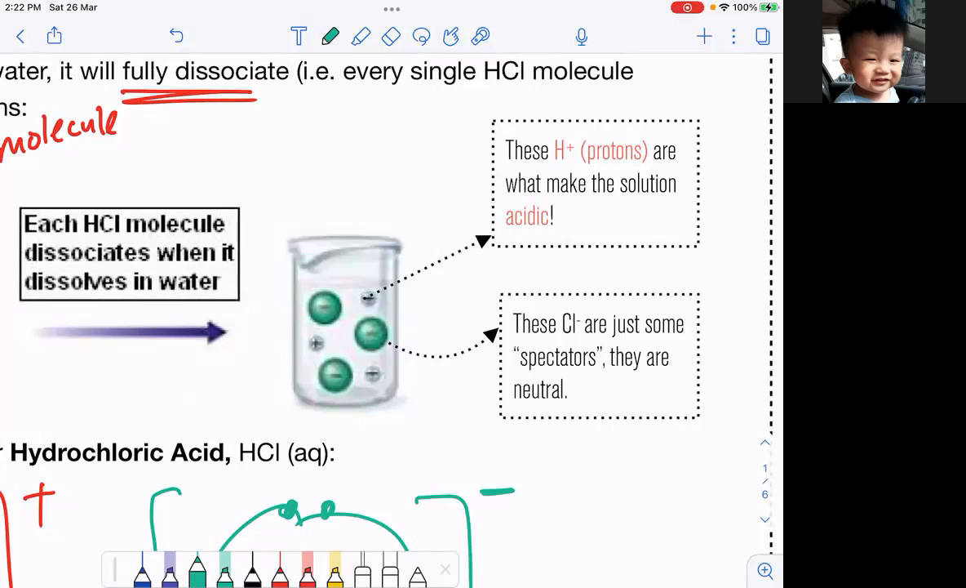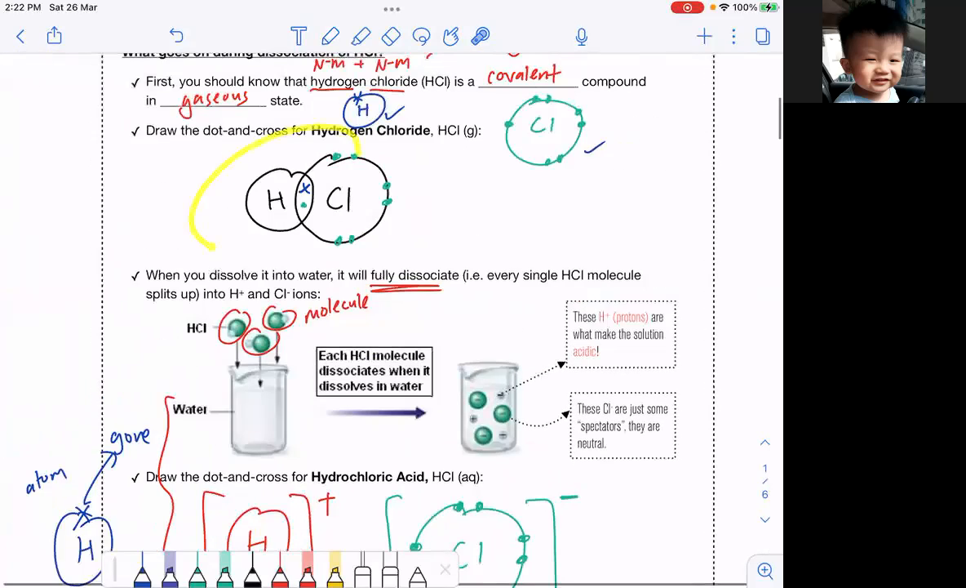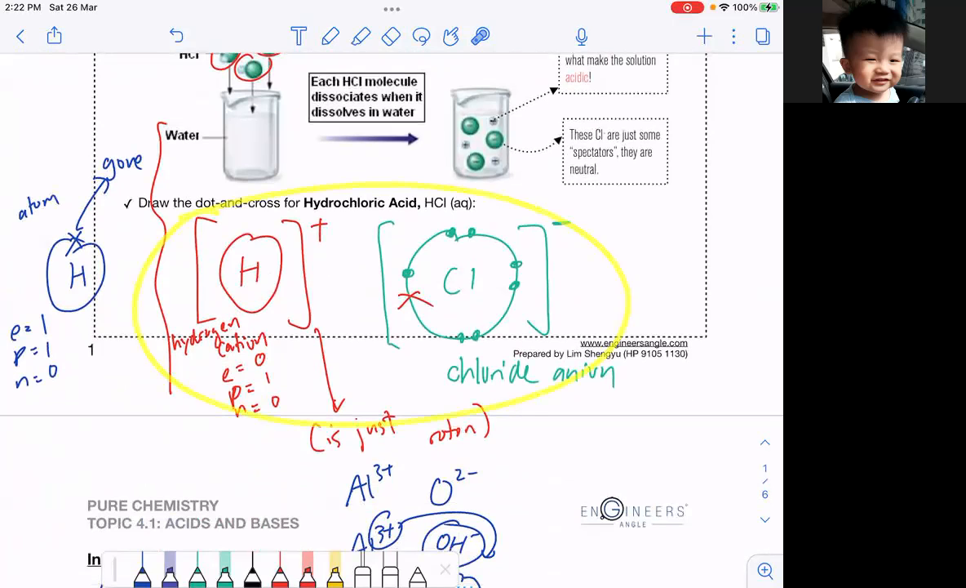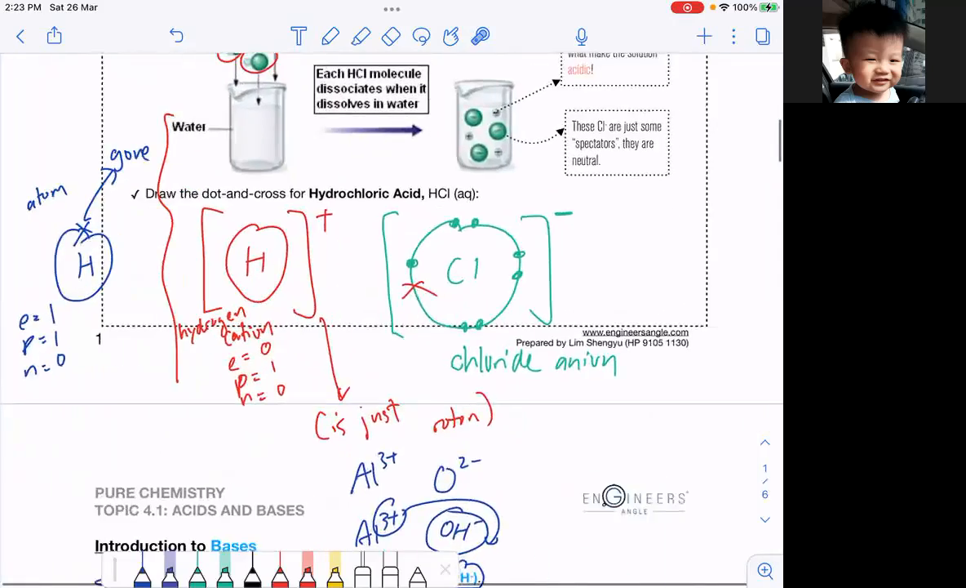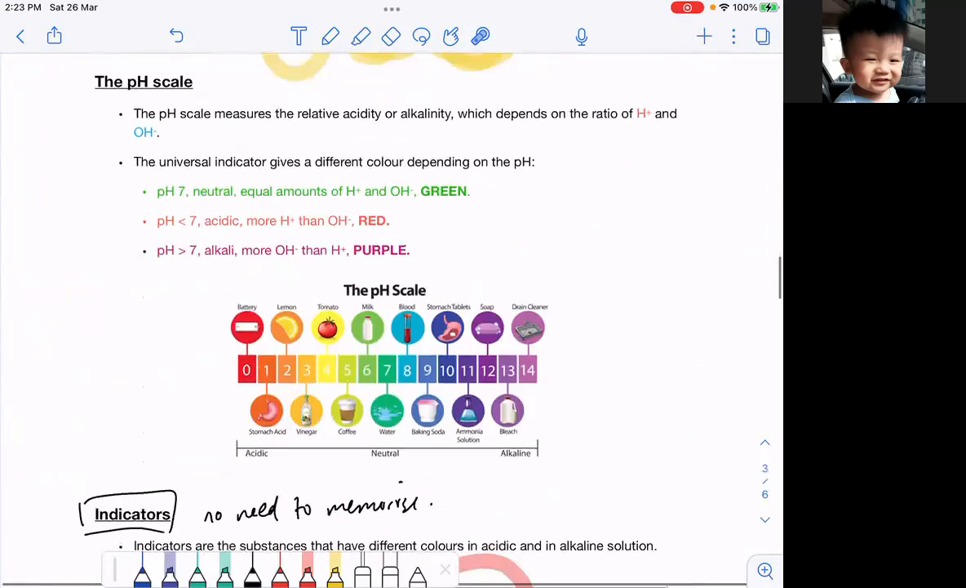They are free. So these six guys, all of them, can they carry charges? Can they help me conduct electricity? This one can conduct electricity? No. This one can conduct electricity? Yes. So after dissociation, the HCl is going to plug into the circuit. Is there anything holding them back? No, not anymore. So they are free to float around. When they are free to float around, they are conductors. Okay. Understand?